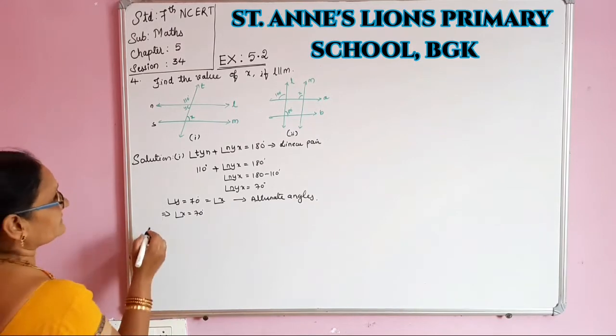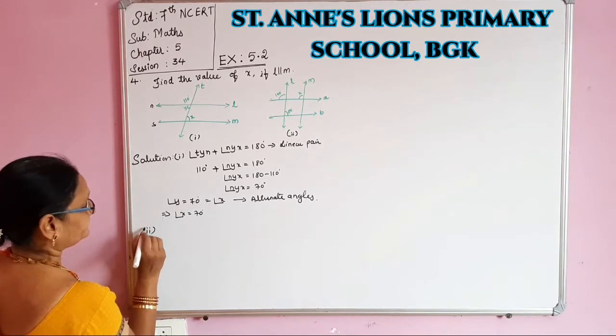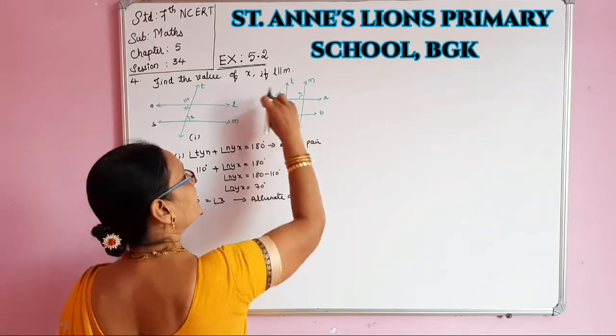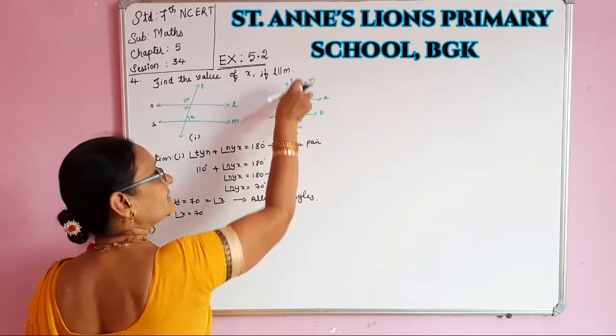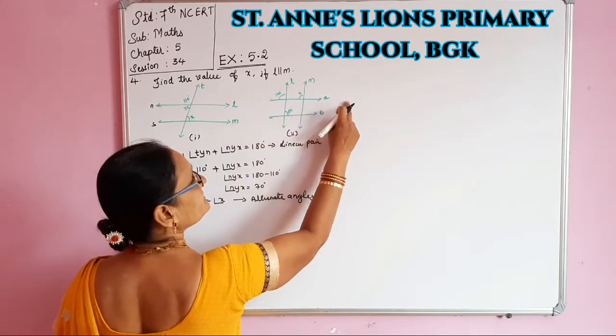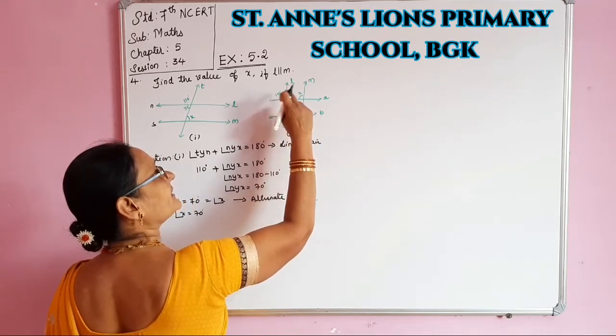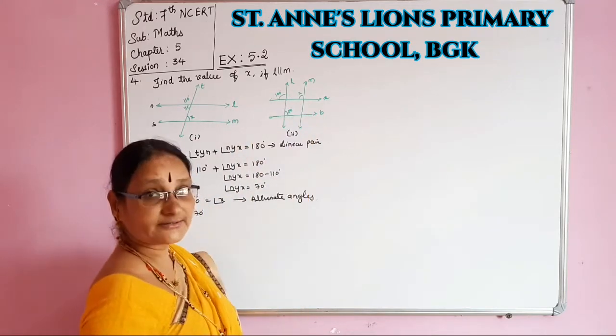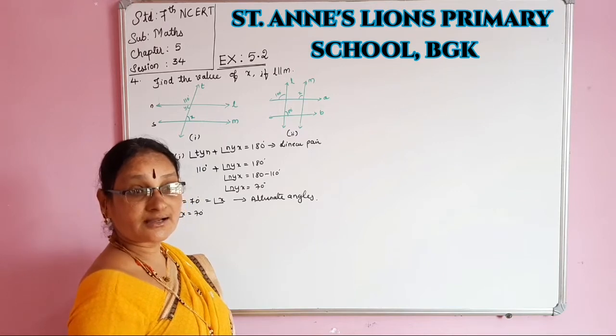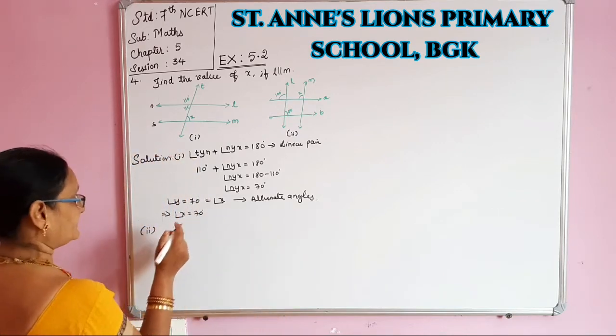Now in the second figure, we have to find out x. See, L and M are parallel. These two are parallel and this is the transversal. And see here, this is 100 degrees. What about x? That is also 100. Why? Because they are corresponding angles.